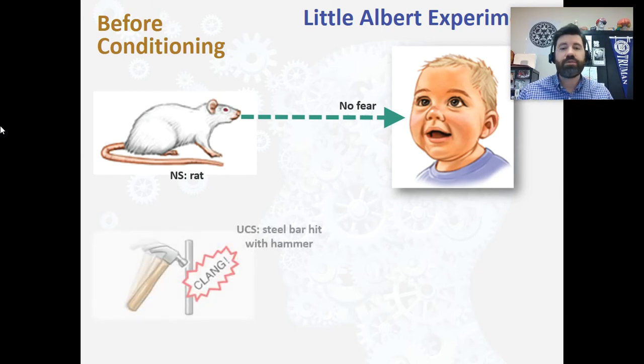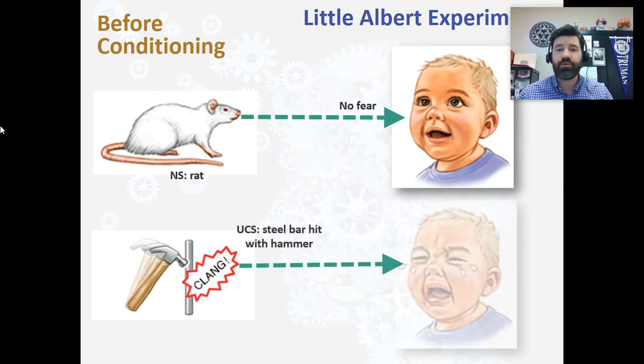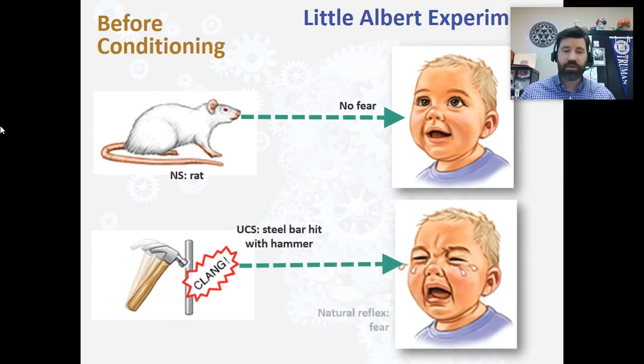Then what John Watson would do is he'd make a really loud noise. He would take a hammer and a piece of metal and he'd smash them together and it'd create this really loud noise. And little Albert would freak out. He'd start crying. Well, little Albert wasn't taught to cry to that loud noise.